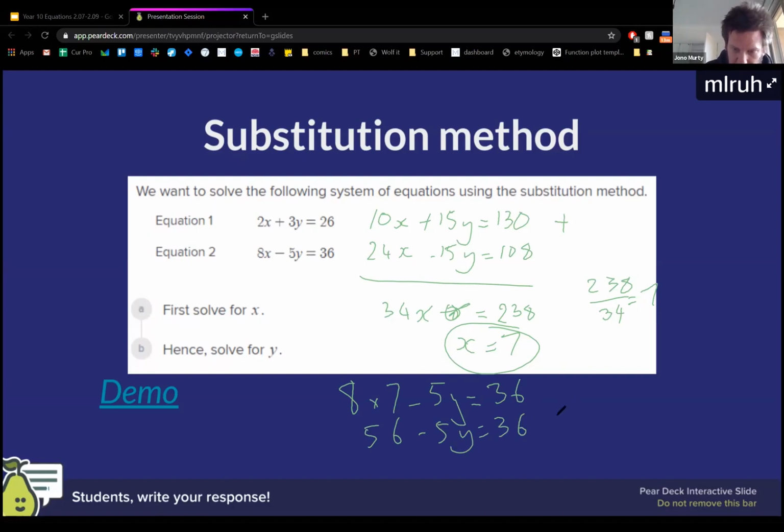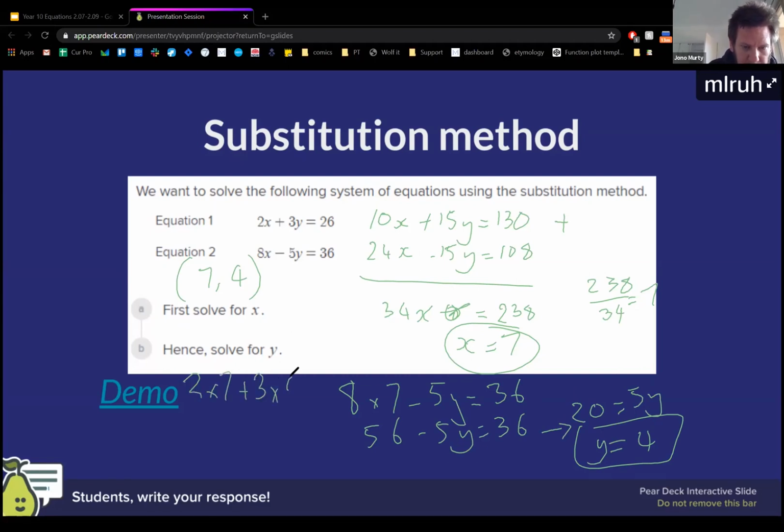Let's do a quick rearrange. Take away 36 from both sides. Add 5y to both sides. 20 equals 5y, so y must equal 4. So our solution here is 7, 4. Let's double check that by subbing into equation 1. 2 times 7 plus 3 times 4, 14 plus 12 equals 26, as we would hope.